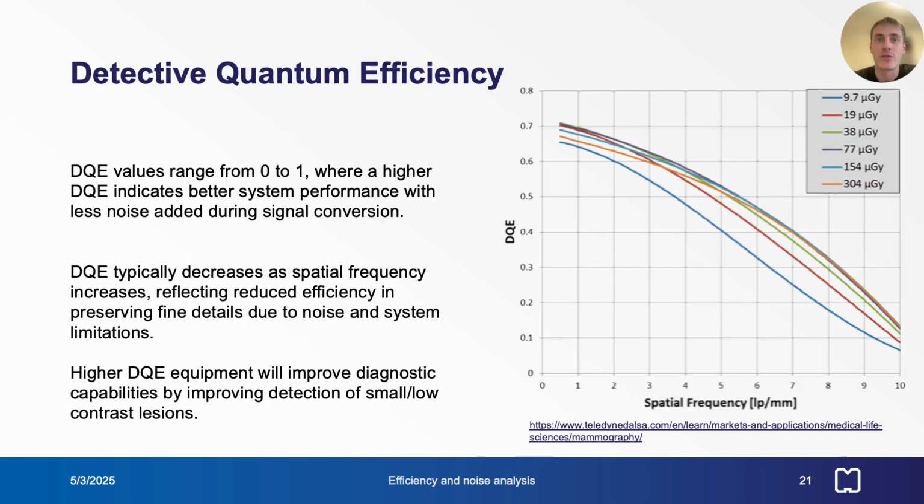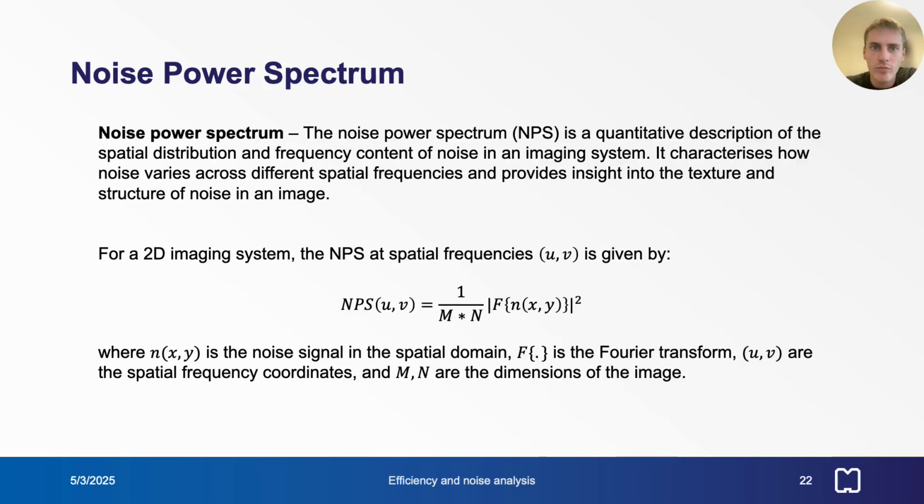DQE values range from 0 to 1, where a higher DQE indicates better system performance with less noise added during signal conversion. DQE typically decreases as spatial frequency increases, reflecting the reduced efficiency in preserving fine details due to noise and system limitations, as shown in the diagram on the right. Higher DQE equipment will improve diagnostic capabilities, for example, by improving the detection of small or low contrast lesions.